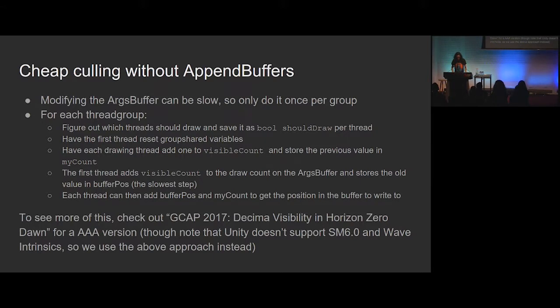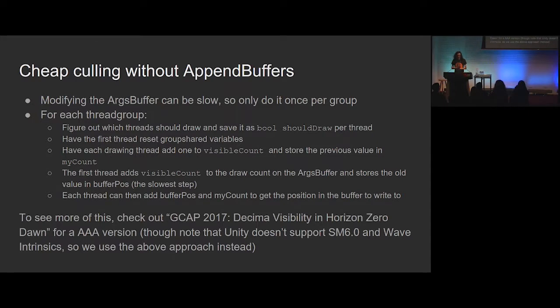The first thread is then going to add this new count, the new version of visible count, to the args buffer. So the number of objects we're going to draw has been increased by that amount, and we only had to do it once per group. It's going to store the old value of that in its own local variable, and then each thread can get that group shared variable, add it to its index, and we've got a unique index within our output batch, which we're drawing to. And so we can write it to there.